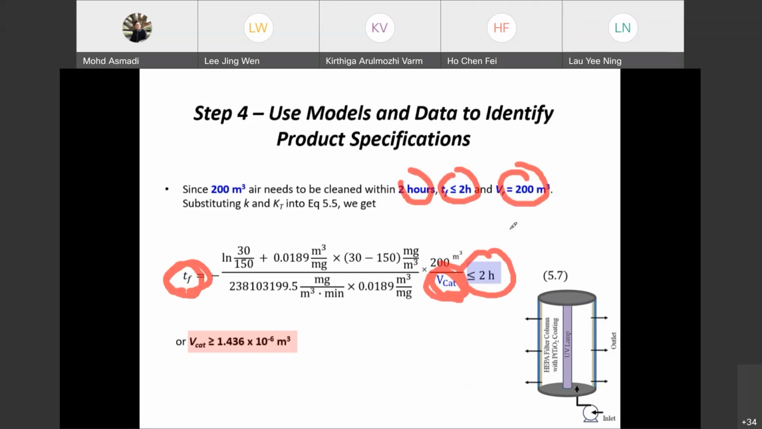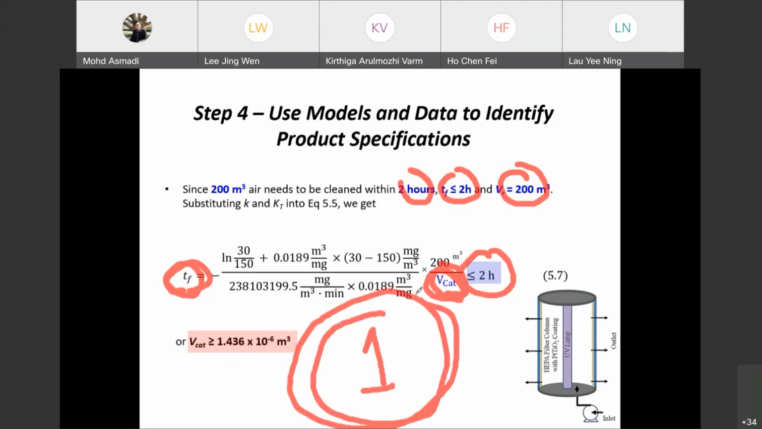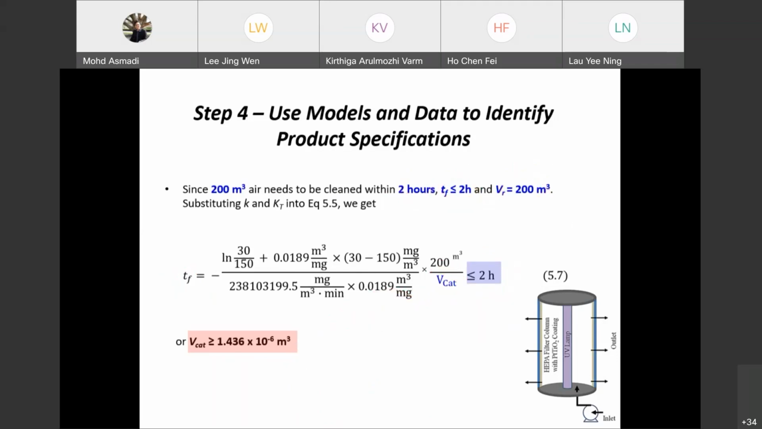To get the V catalyst, we have to determine it using the decomposition rate of the toluene. This is the first rate of decomposition, using the model. This is step 4. What else do we have to consider? The configuration, the volume of the catalyst, and maybe the volume of your air purifier.